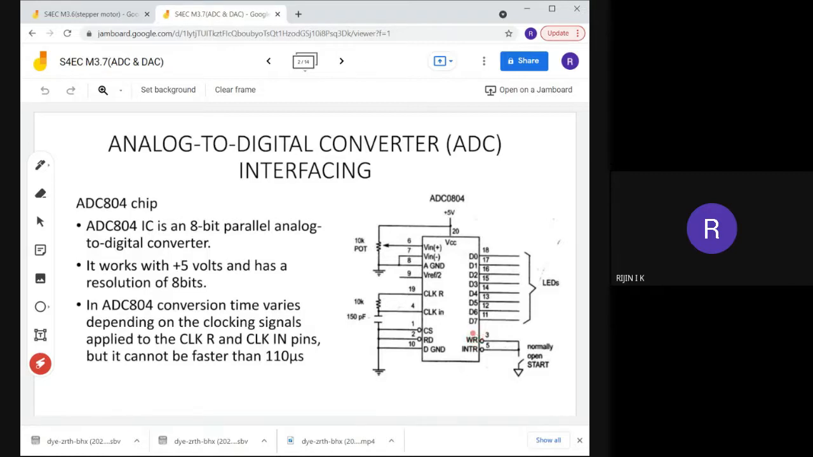Okay, and then the next one is the INTR pin. Actually, it is also an active low output signal. That means normally the value of INTR is high. Then when the data conversion is completed, it will go to low. That means whenever the INTR pin becomes low, it is an indication that our data conversion is over.